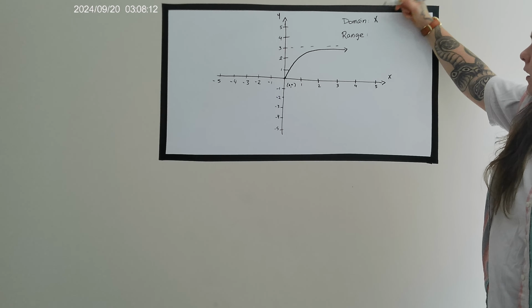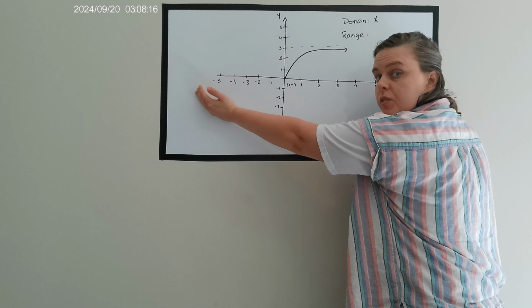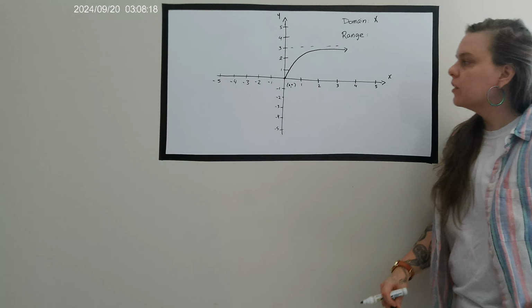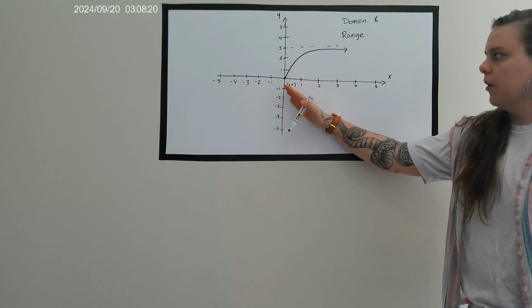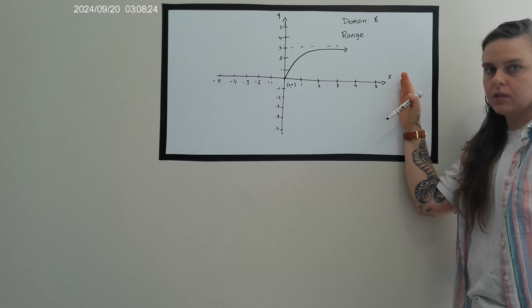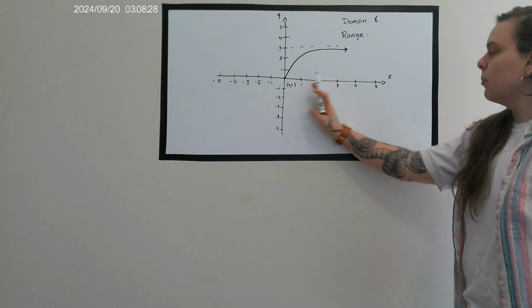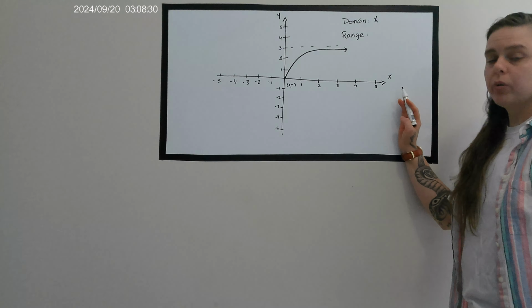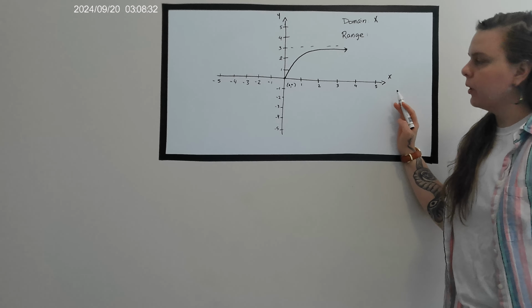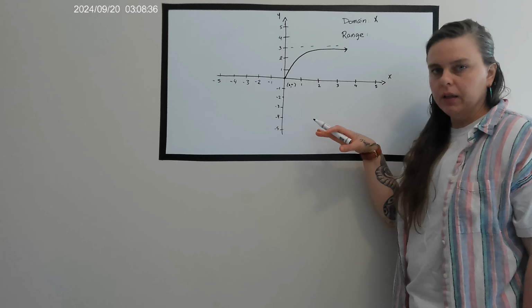Remember, the domain is x. Does the function go into any negative values for x? No. The function starts at 0 and it is only valid for positive values of x. And because it continues, it keeps going in the positive x direction, it pretty much goes on for infinity. Okay? Now, important things to remember when you're writing domain and range.